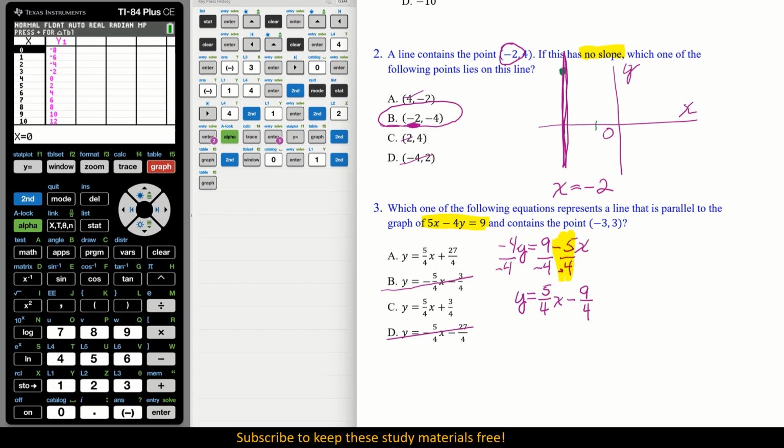And we don't know which one of these will work. It has to go through this point. So this is what we're going to do. First, we know that these two lines have the same slope, so they've got to be parallel. So let's go ahead and just graph both of them and see which one, when x is -3, has a y of 3.